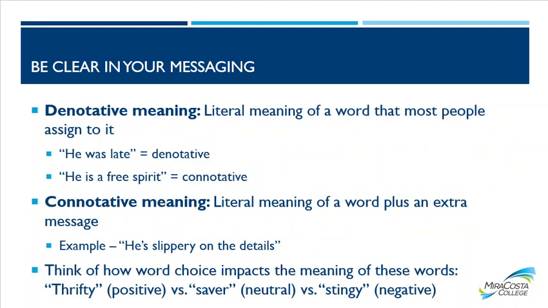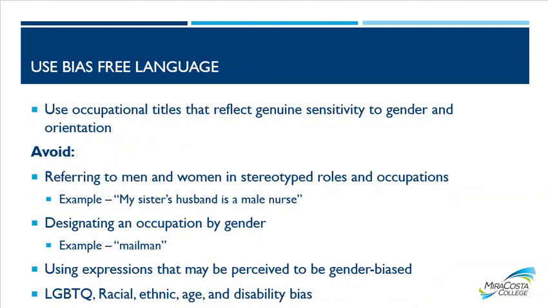Be clear in your messaging. Denotative meaning is the literal meaning of a word that most people assign to it. He was late, denotative. He is a free spirit, connotative. Connotative meaning is the literal meaning of a word plus an extra message. So an example would be, he's slippery on the details. Think of how word choice impacts the meaning of these words. Thrifty is positive, versus savvy, neutral, versus stingy, negative. See the differences there?